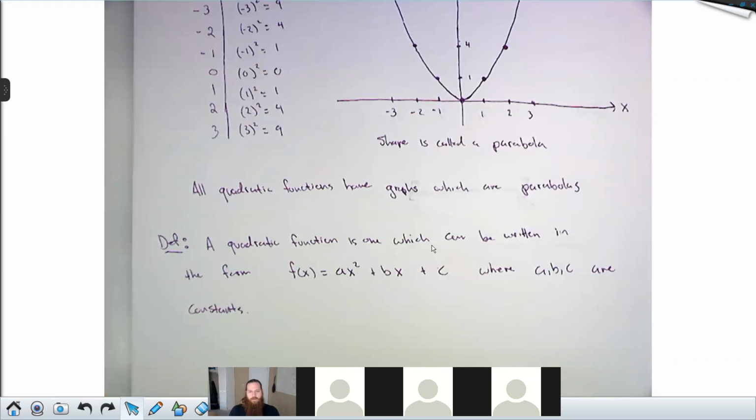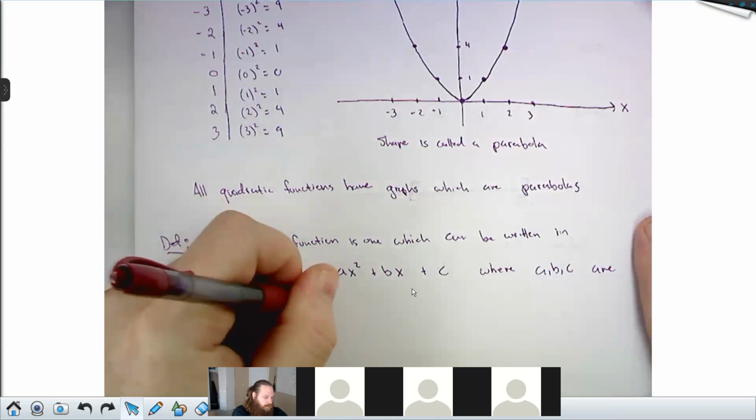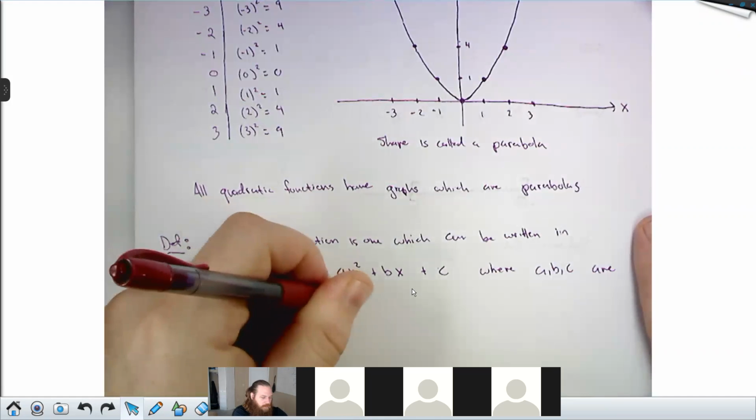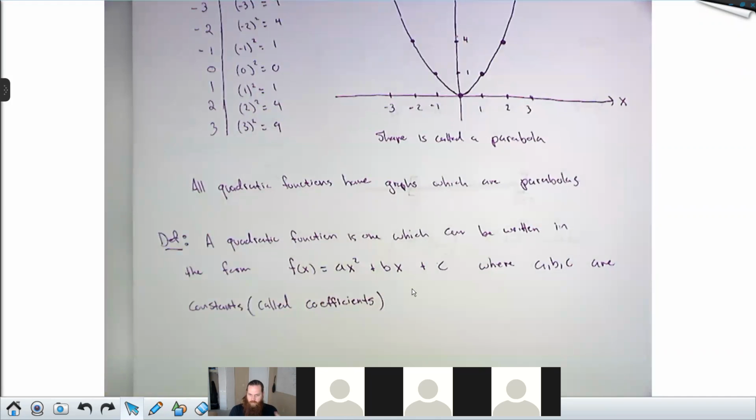Okay. And sometimes it's not super obvious what's a, what's b, and what's c, but a is always the number attached to x squared, b is always the number attached to x, and c is always the constant term floating around without any variable attached. These constants are called coefficients. All right, so the number that is attached to a variable is called the coefficient for that variable. So I would say a is the coefficient of x squared. b is the coefficient of x.